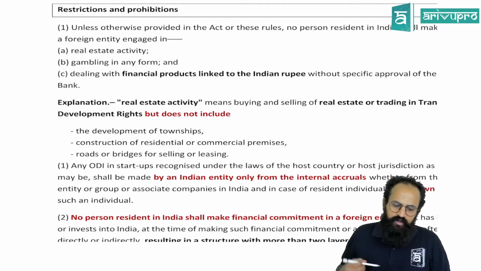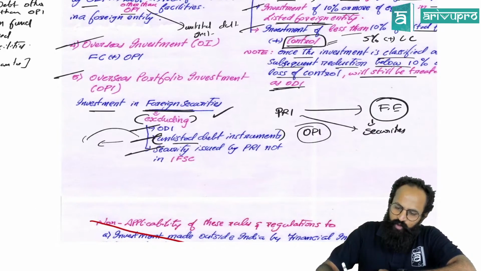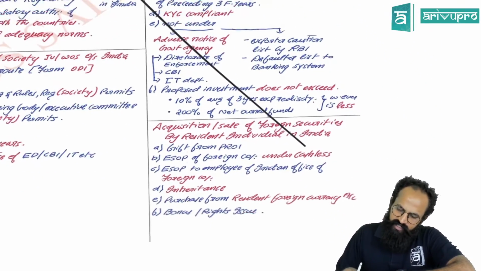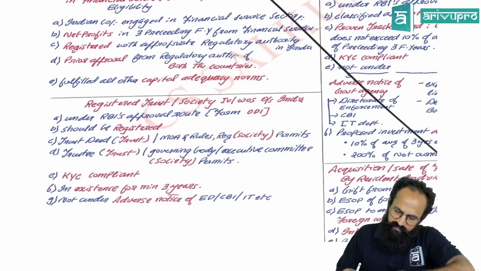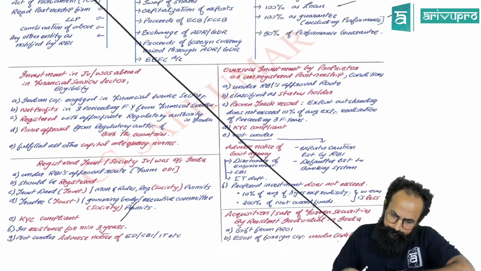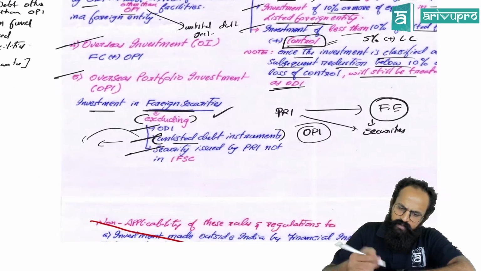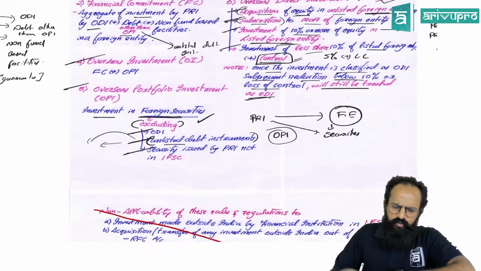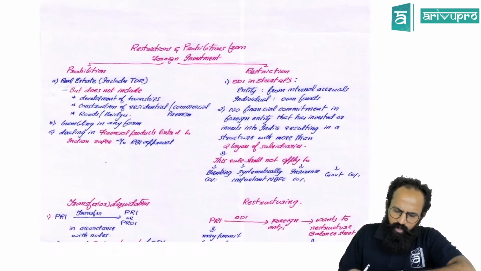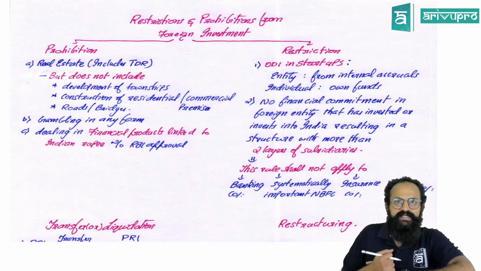Okay, sir. Restrictions and prohibitions. People, if you remember, this was there even in our previous discussion. Certain things were restricted even in our ODI part as well. So when you are making an ODI, certain things are restricted.